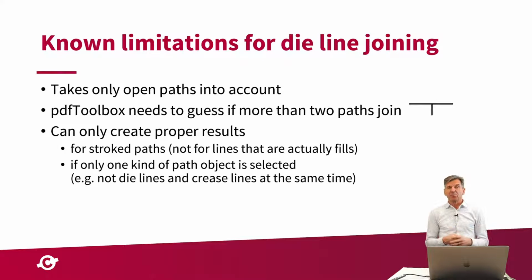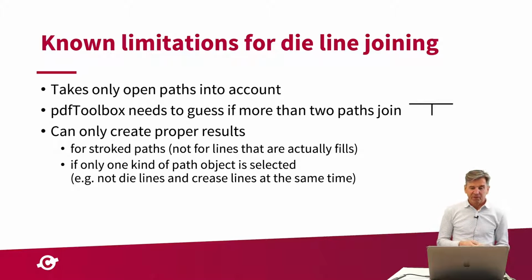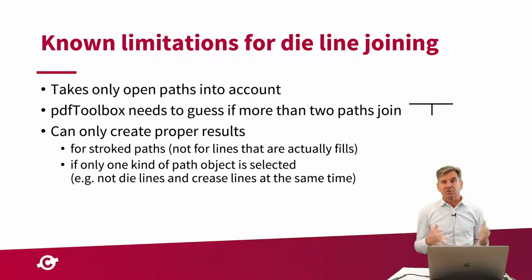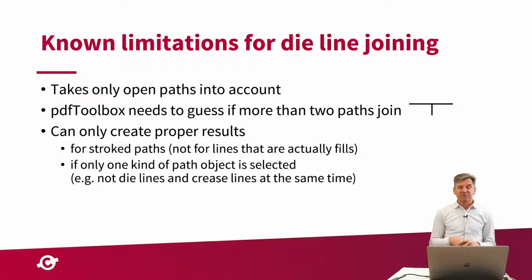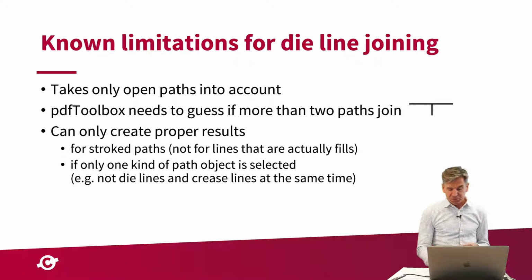So in my example here, if I would have picked die line and crease line at the same time, the result would have been strange, because you can only fill one kind of object here. So you can, of course, use one after the other. So first you process the die lines and then you process the crease lines. If that would make sense. Usually it doesn't, but you should pick only those objects that you want to use.